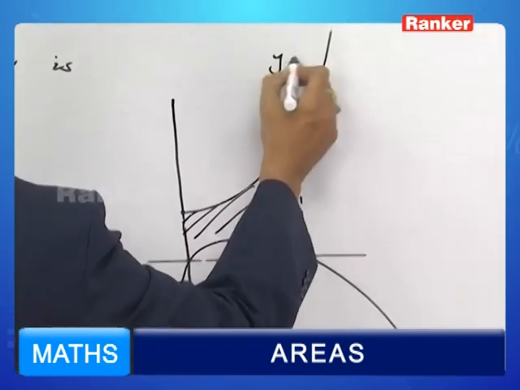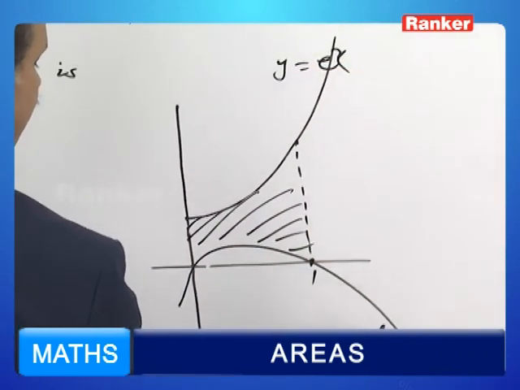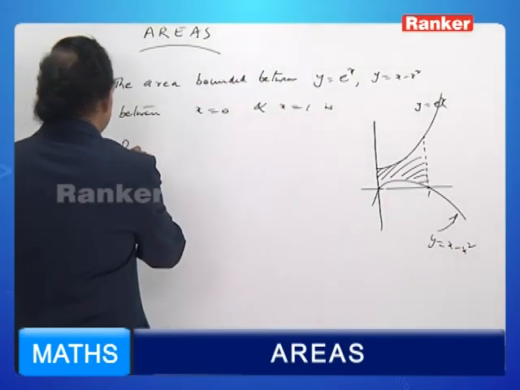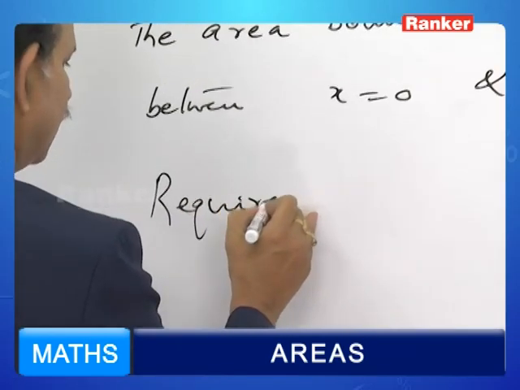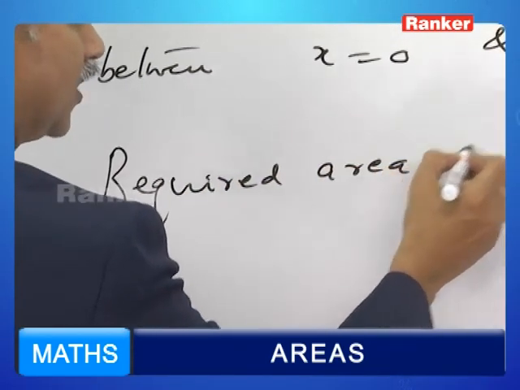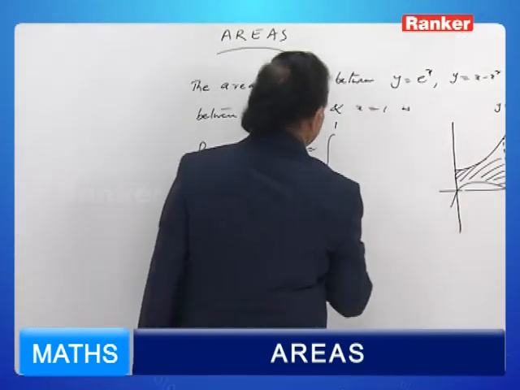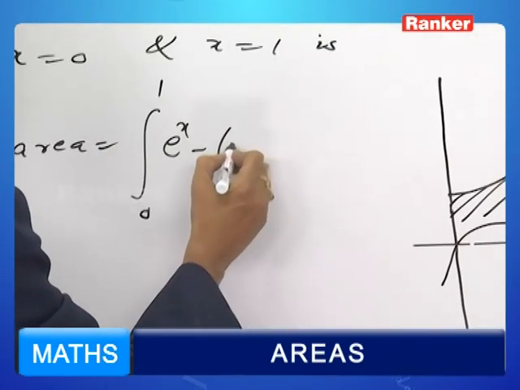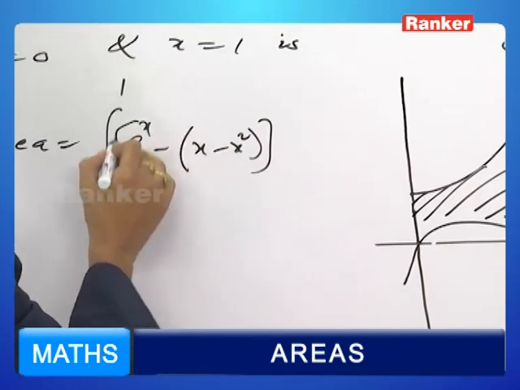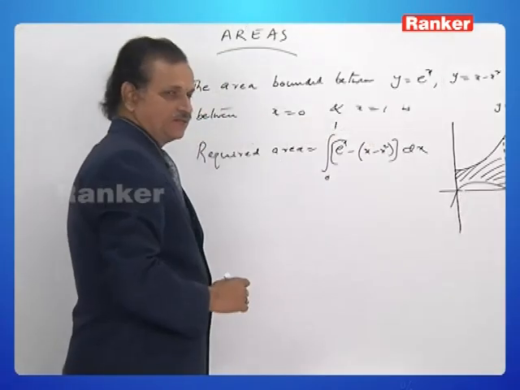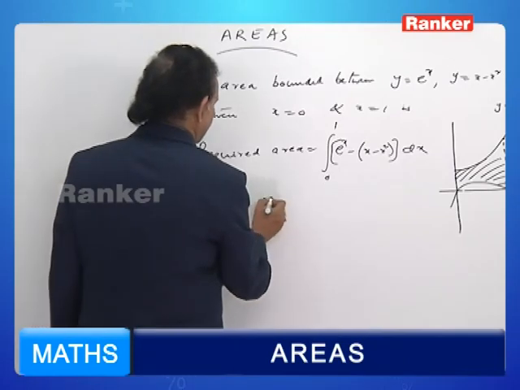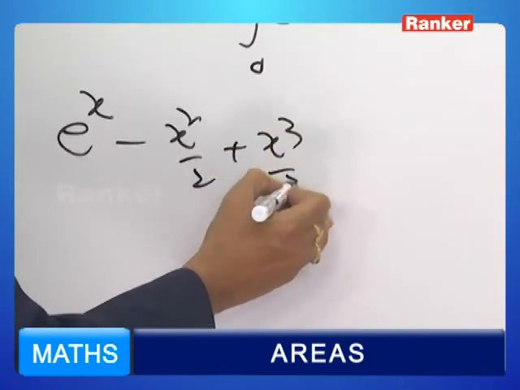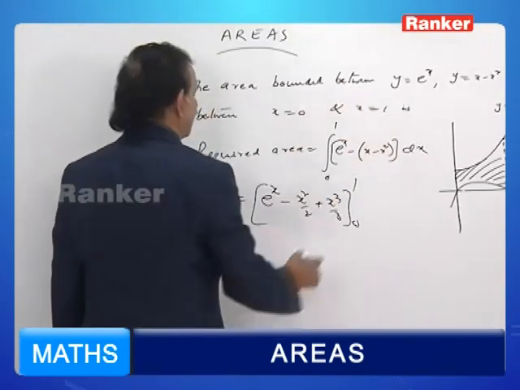This curve is, of course, y is equal to e power x, and this curve, of course, y is equal to x minus x square. Good. Required area is therefore equal to integral 0 to 1. What is the curve which lies at the upper face? It is e power x minus the lower one, x minus x square, dx, between 0 and 1. Well, this is therefore e power x minus x square by 2 plus x cube by 3 between the limits 0 and 1.